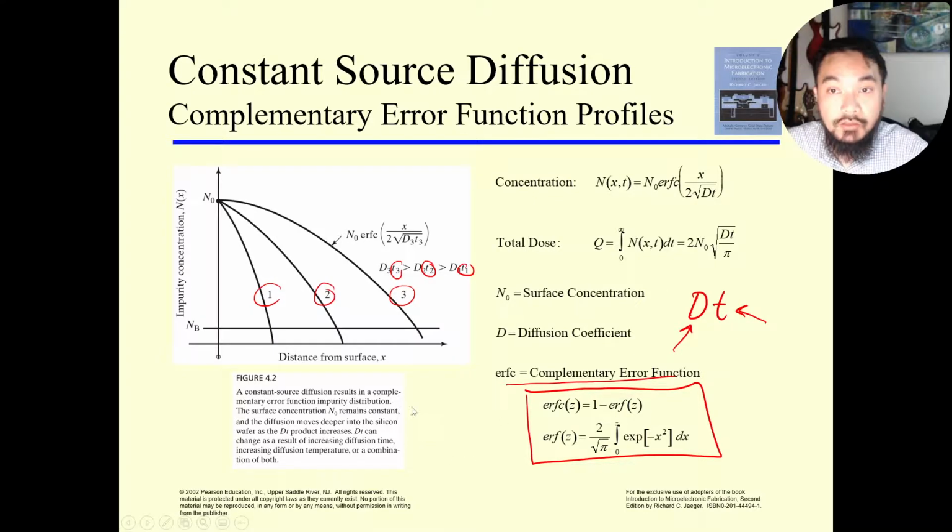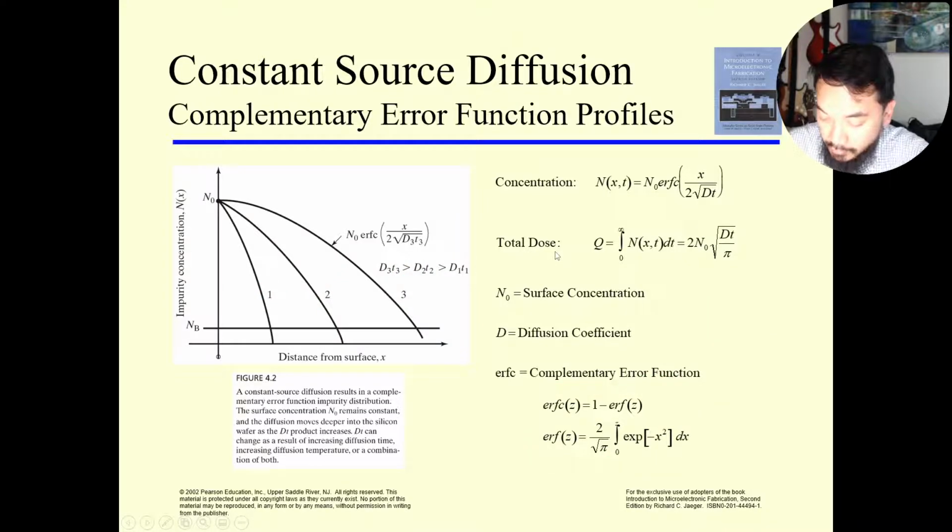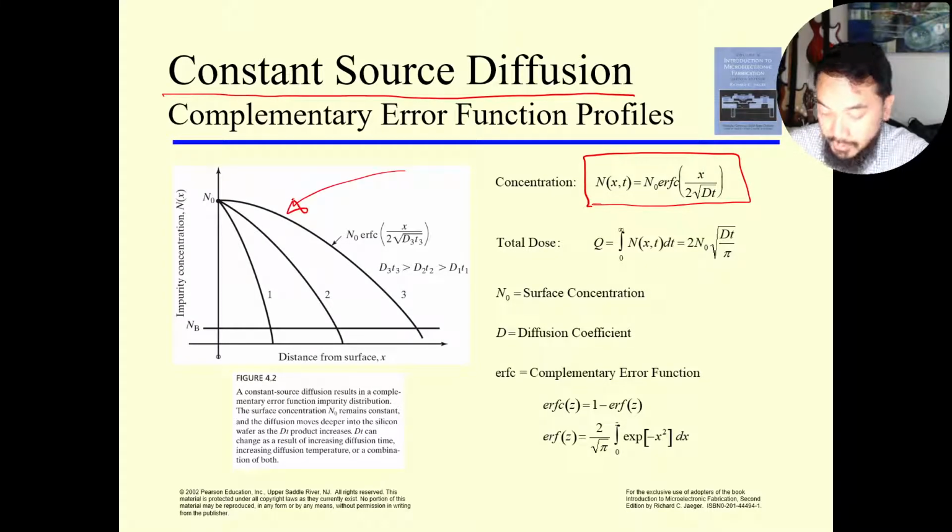Okay, so that's constant source diffusion. Now, this is very important. The concept to understand what a constant source diffusion is, and which equation governs it to describe this line, is very important. Most of the calculation involved in this chapter is basically understanding the concept of constant source, and then knowing which equation to use and how to use it.